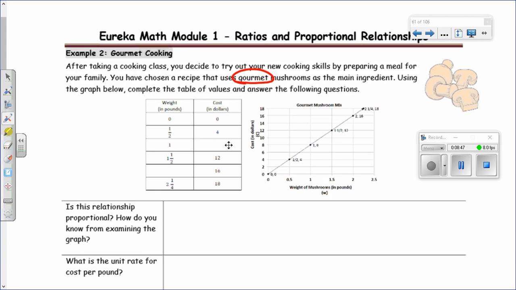Well, this one actually got us started here, so I can actually see a lot of the values here. 0, 0 is right here. All that means is if I don't buy any mushrooms, I don't pay any money. 1 comma what? I don't know what the unit rate is. They only give me fractions. Half of a pound is $4.